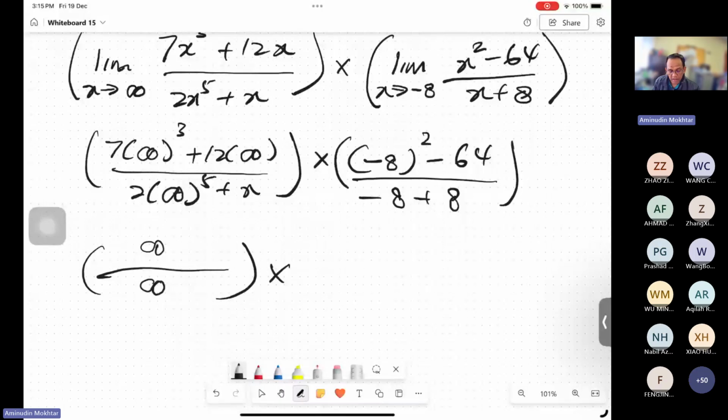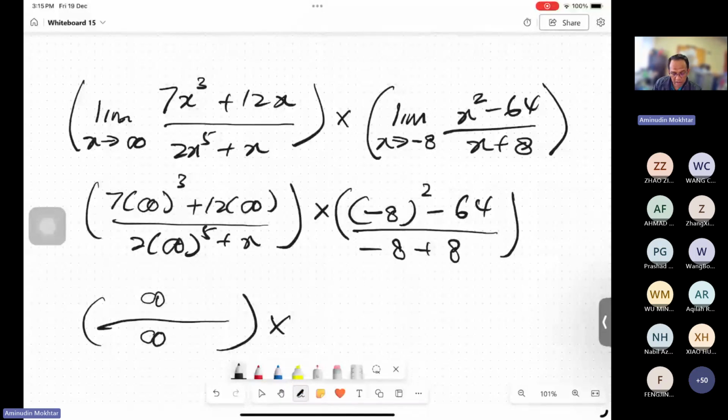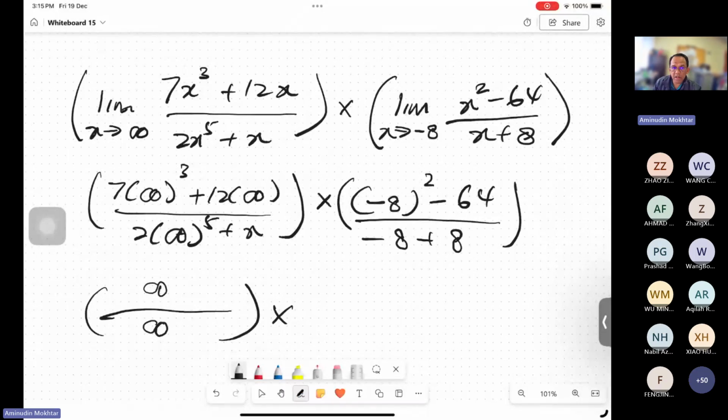Okay, let's say for this example, before I continue to the continuity, I would like to share with you again how to find the limit. Let's say this question is from one of the exercises. We have these two functions. First, the limit when x approaches infinity, and then the second one when x approaches negative 8.